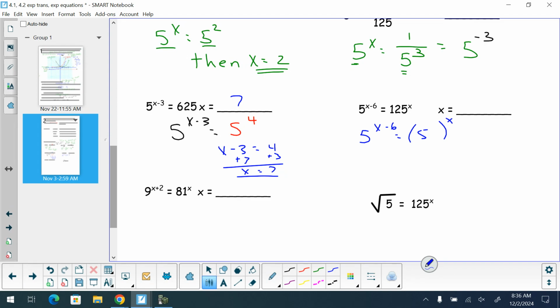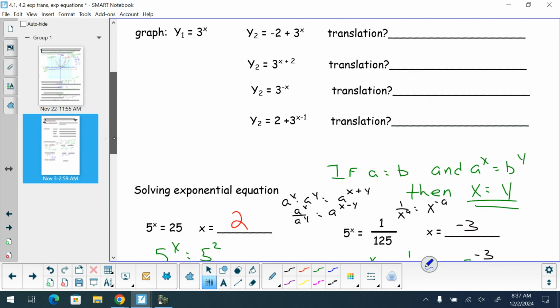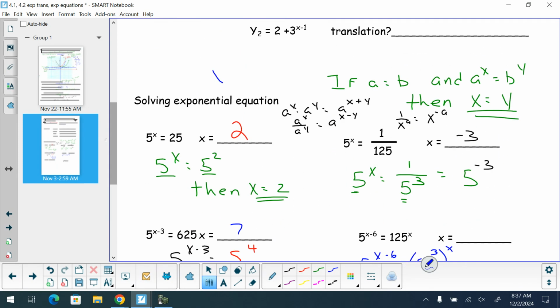Or 125. Once again, 125 is 5 to what power? Third power. So we have 5 to the third power to the x power. Well, when we have a power to a power, what do we do with our exponents? Multiply them. This is x to the a times b.